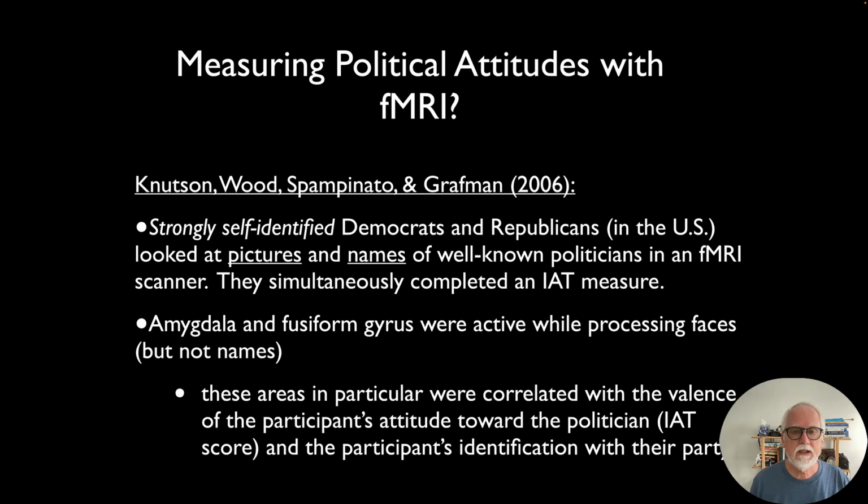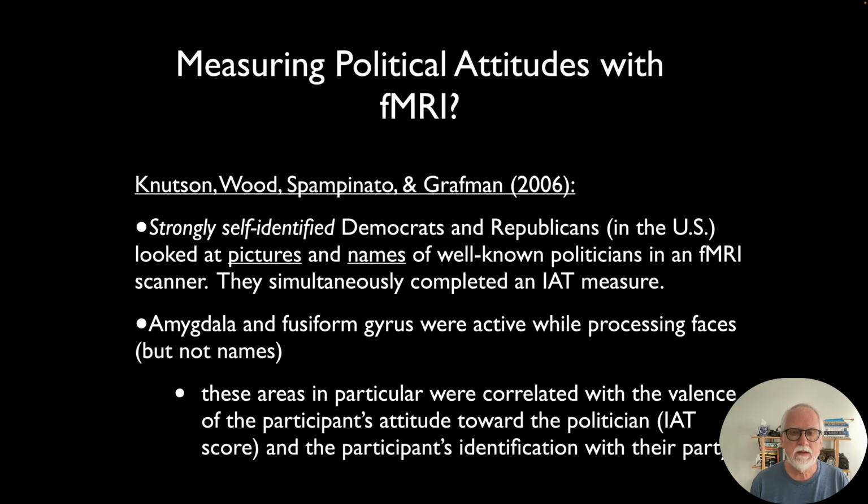These areas in particular, though, were correlated with the valence of the participants' attitude towards the politician, their IAT score, and the participants' identification with their party. So the implicit measure here was the IAT, and how they felt towards the politician on the IAT, kind of like the way I just showed you with Barack Obama and John McCain. And also they had an explicit measure of their identification with their party, how much they thought of themselves as a Democrat or a Republican.